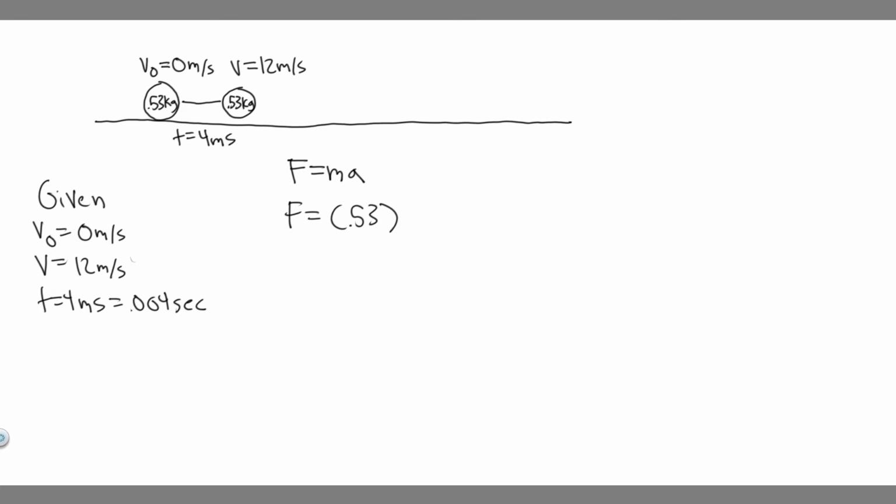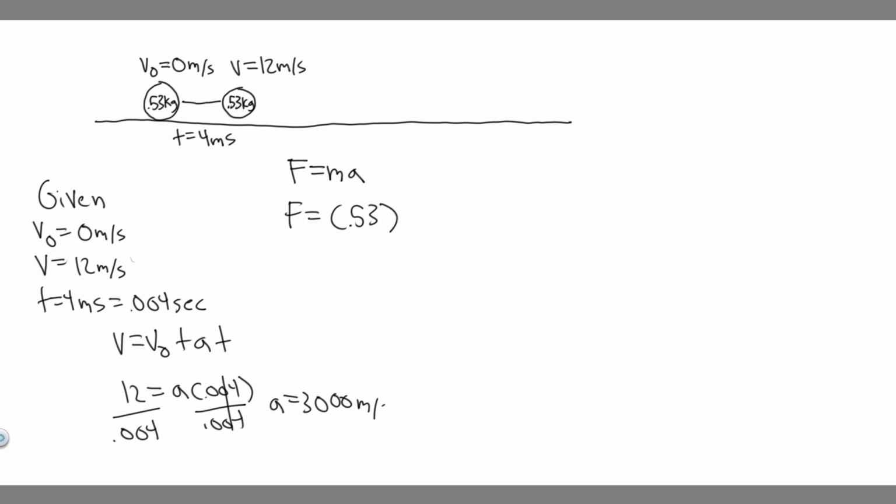What you should notice is we have v sub 0, we have v, and we have t. So we can solve for acceleration using one of the kinematic equations. The equation we're going to use is v equals v sub 0 plus a times t. All we have to do is plug in and solve. So v is 12, which equals v sub 0, which is 0, plus a, which is what we're solving for, times t, which is 0.004. Dividing by 0.004 gives us a. So 12 divided by 0.004 gives us a equals 3,000 meters per second squared.